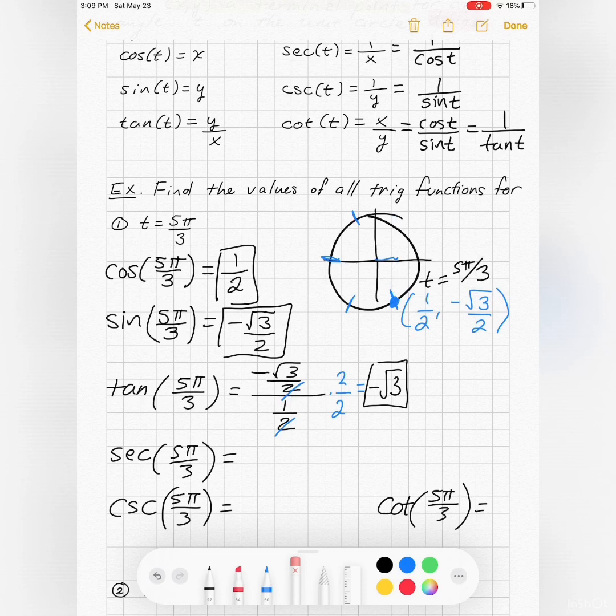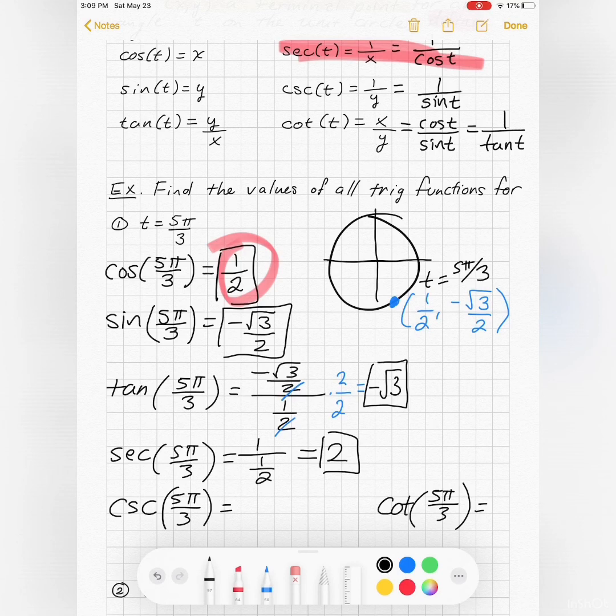Clean this up a little bit. Okay, the secant. So what was the secant? The secant is 1 over the x, so 1 over the cosine. Well, that's an easy one. 1 over a half is 2. The other way I could think about that one is I know the cosine is a half, so the secant is the reciprocal, so I just flip that fraction. Then I wouldn't even have to set this up. I could just flip that 1/2 over and get 2.